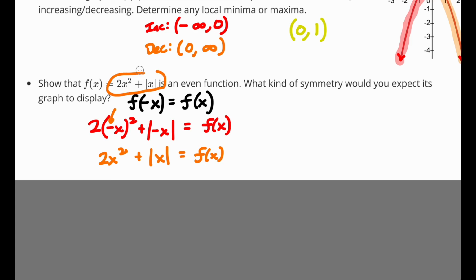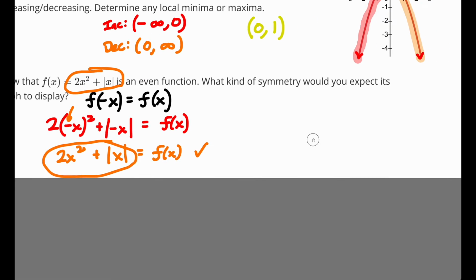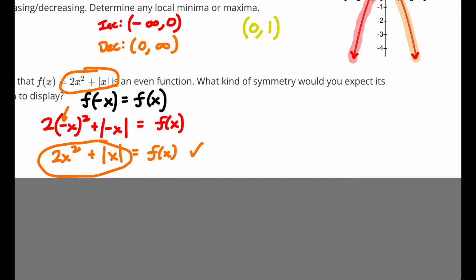And is this actually equal to f of x? Well, you look up here, this is what f of x was equal to, and it is equal to this right here. So that means that it is, in fact, an even function, and I just showed it. That's why I put a little check mark there. I did show that it was an even function. What kind of symmetry would you expect the graph to display? So anytime it's an even function, the graph will always be symmetrical about the y-axis.